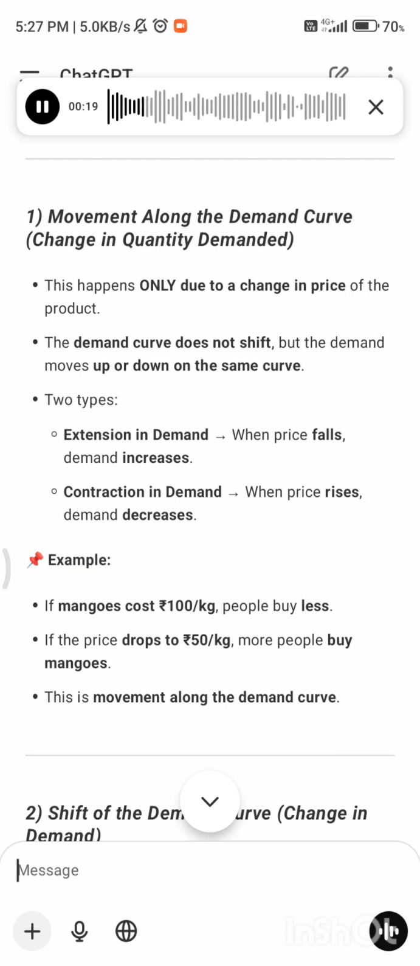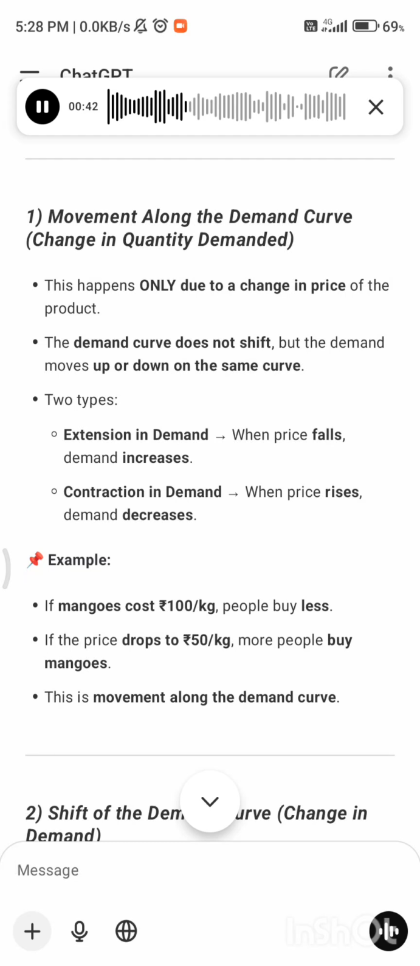1. Movement along the demand curve, change in quantity demanded. This happens only due to a change in price of the product. The demand curve does not shift, but the demand moves up or down on the same curve. 2 types. Extension in demand. When price falls, demand increases. Contraction in demand. When price rises, demand decreases.